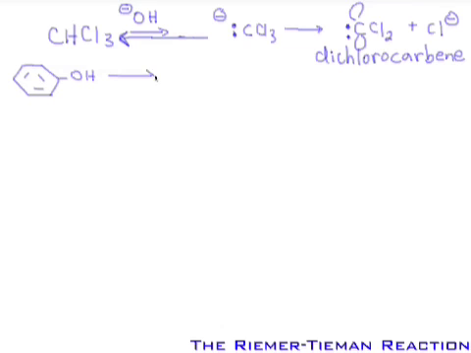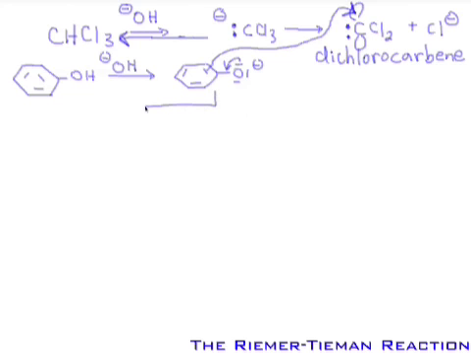But in base, phenol deprotonates readily. We added OH- to CHCl3. So we're in the presence of phenoxide. Phenoxide. So what happens? What happens is oxygen dumps its lone pair, and the pi electrons go into the empty 2p of dichlorocarbene.